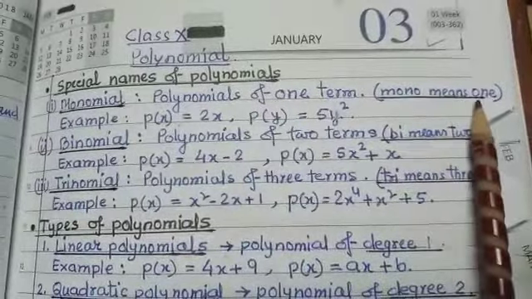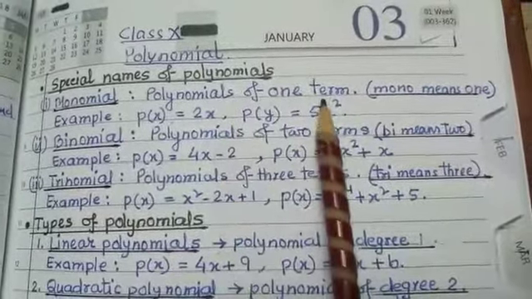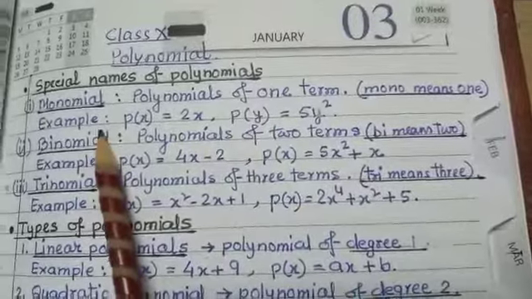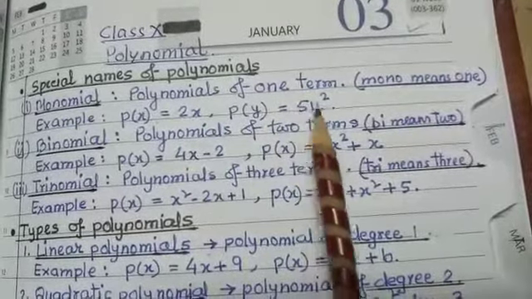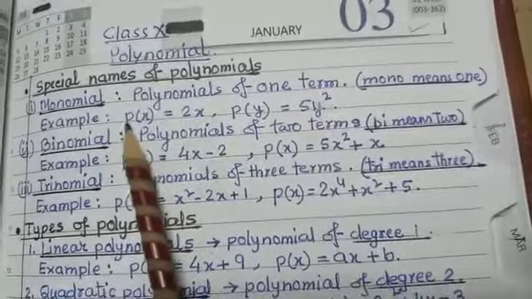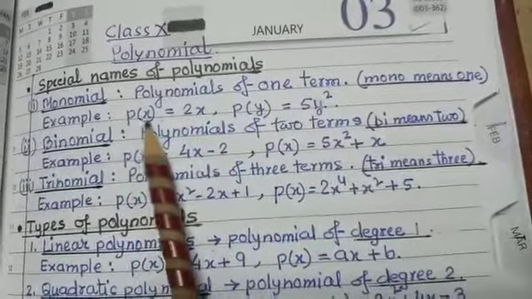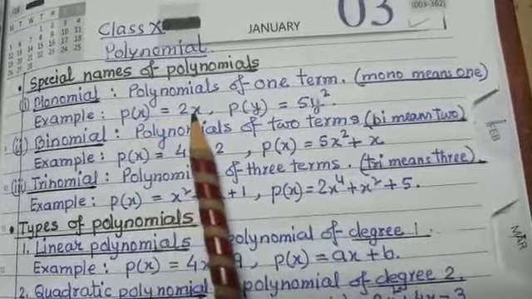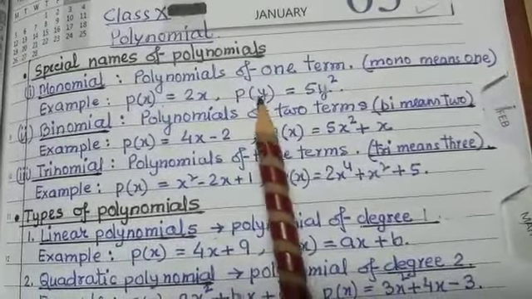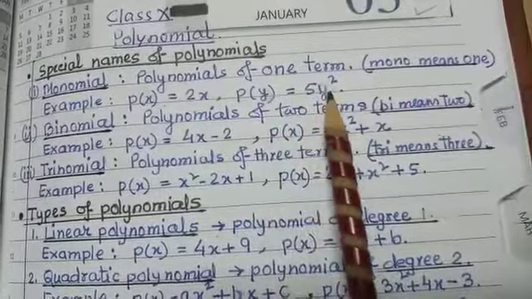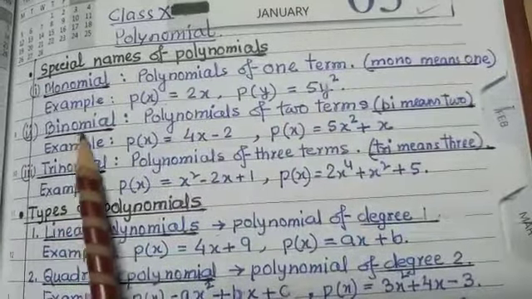Mono means one, so a polynomial of one term is called a monomial. For example, 2x is a monomial, 5y is a monomial. Where I have written p(x), the variable is x, and where I have written p(y), the variable is y, so 5y square is a monomial.